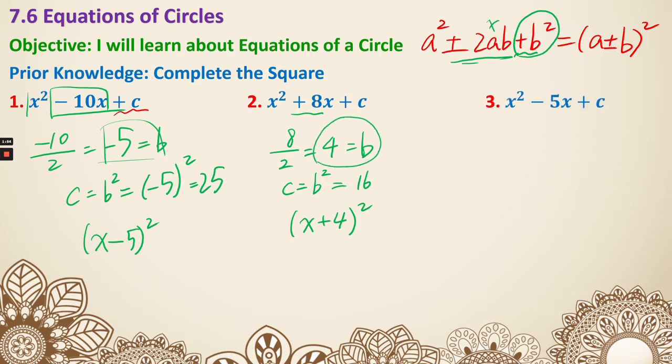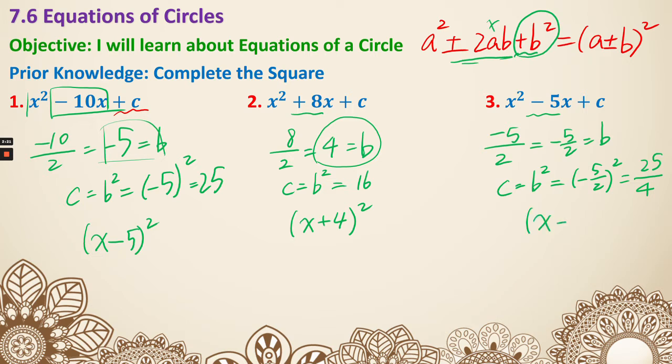Number 3, same thing. Take the middle number, negative 5, divided by 2. That's going to be negative 5 over 2, which is our b. So our c is going to be b squared, which is negative 5 over 2 squared. Remember, when a negative number is squared, it becomes positive. So it's just going to be 5 squared, which is 25 on the top, and 2 squared, which is 4 on the bottom. As for the final thing, after completing the square, it's going to look like (x minus 5 over 2) squared. That's what we learned about how to complete the square.